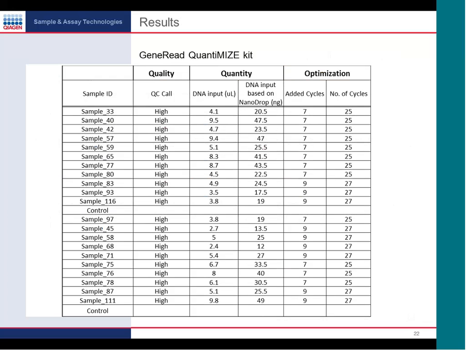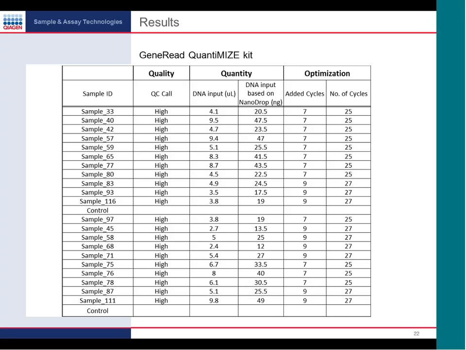This is the kit, as I mentioned before, you can use to do the quantification, check into the quality, as well as optimizing the PCR cycles. So you can see very high quality of all the samples, and it shows the input quantity does vary from sample to sample, which is quite expected because we are dealing with FFPE samples. But not only can it do the quantification and provide a quality score, it also can tell you how many additional cycles you need to ensure reproducible results at the end.